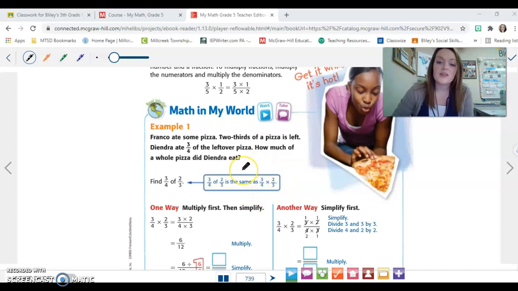It says Franco ate some pizza. 2/3 of a pizza is left. Diandra ate 3/4 of the leftover pizza. How much of the pizza did Diandra eat? Okay, so our fractions in our word problem are 3/4 and 2/3.